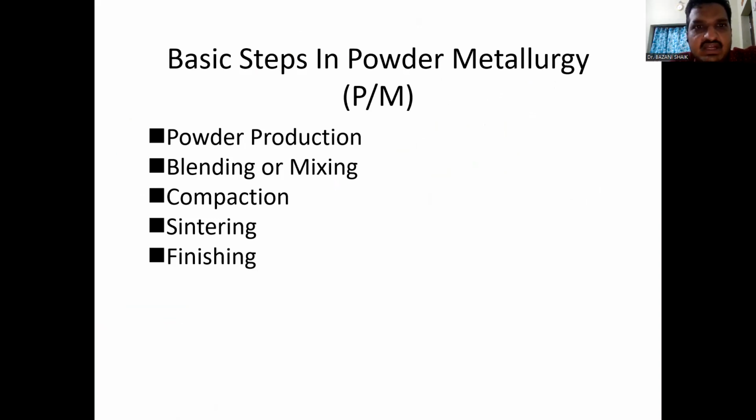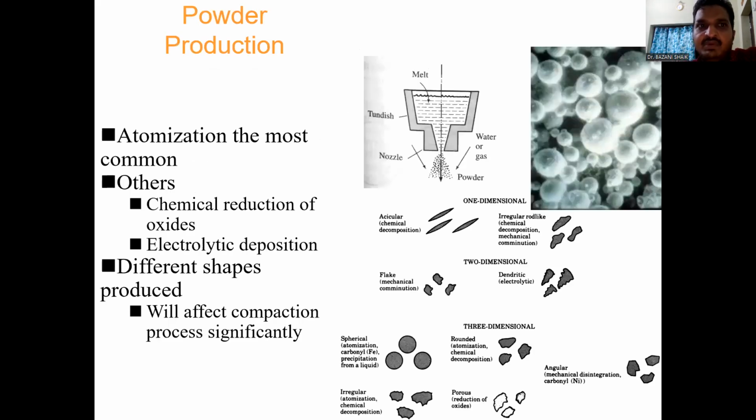Generally, powder metallurgy involves powder production, blending or mixing, compaction, sintering, and finishing. Sintering is heating. These are the five steps involved in this powder method. Taking the powder is blending or mixing, and compaction is in order to shape and size. After that, heating or sintering. Finally, we can finish with the help of the powder method.